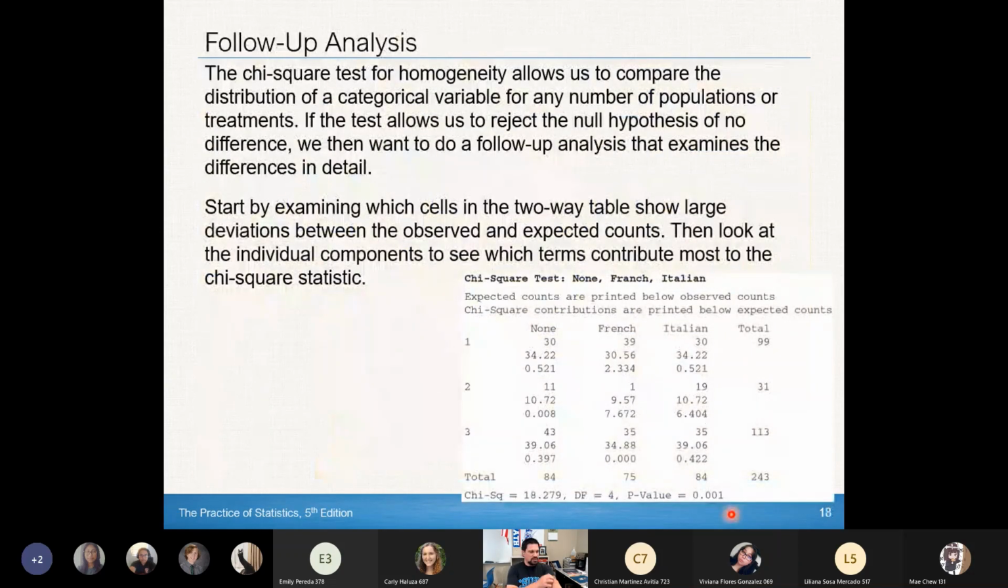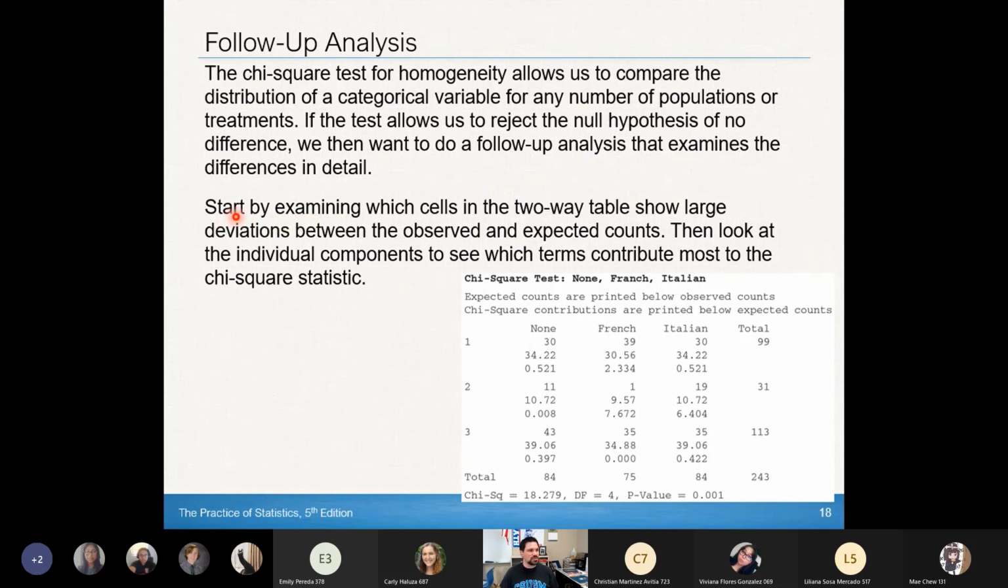We can do a follow-up analysis on the example we just saw. The chi-square test for homogeneity allows us to compare the distribution of a categorical variable for any number of populations or treatments. If the test allows us to reject the null hypothesis of no difference, we then want to do a follow-up analysis that examines the differences in detail. Again, if we fail to reject the null hypothesis, there's no need to do a follow-up analysis. But because we did reject the null hypothesis, we can do one.